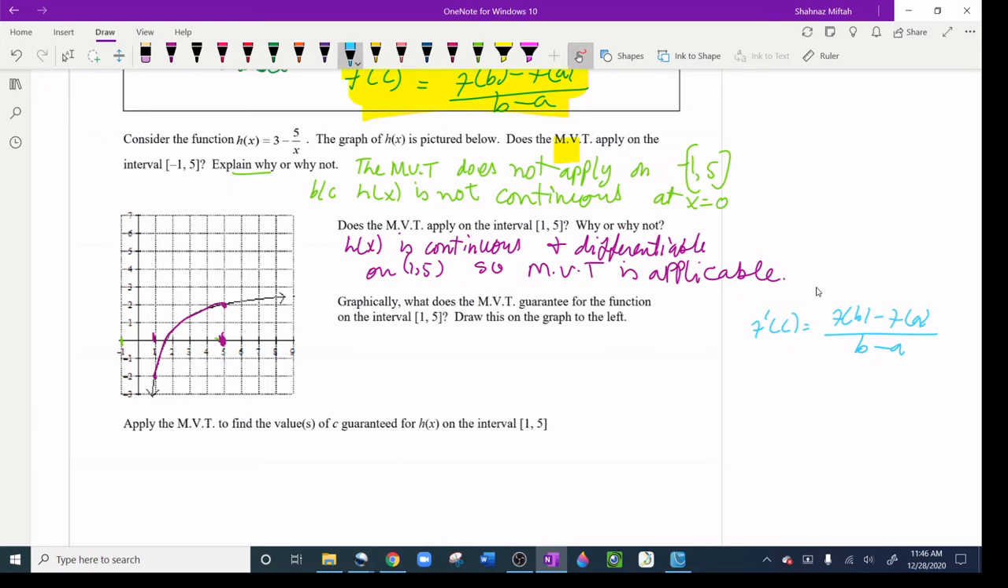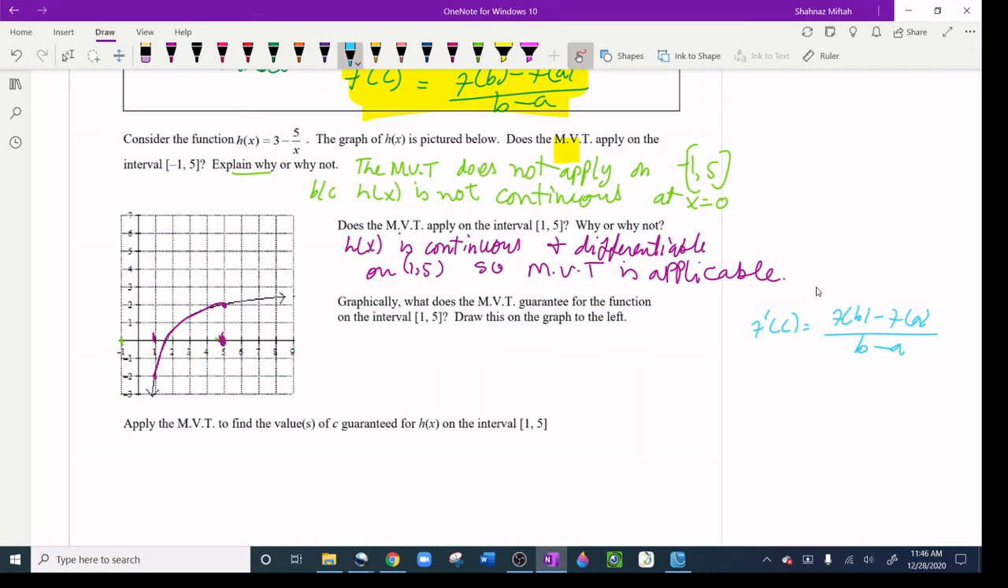Then next question, they said apply the MVT to find the values of C guaranteed for h of x on the interval 1, 5. Since h of x is given right there, I can apply that, and we already know it's continuous, and we already know on 1 and 5 it's differentiable. So how do I do that?